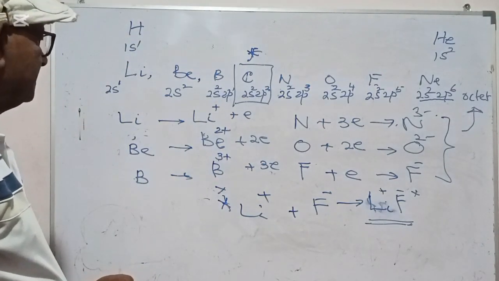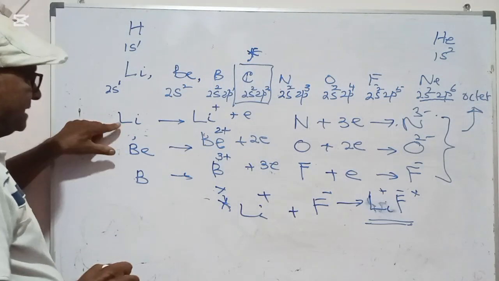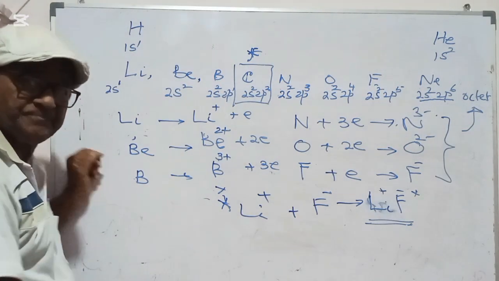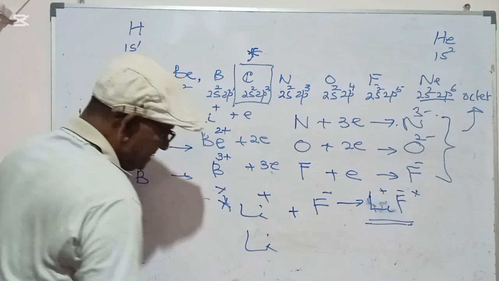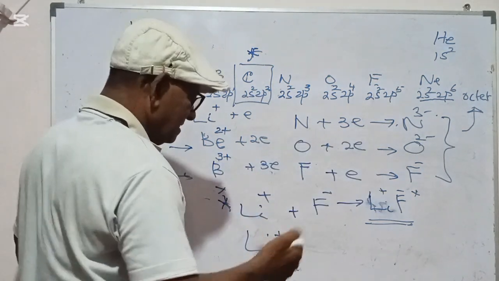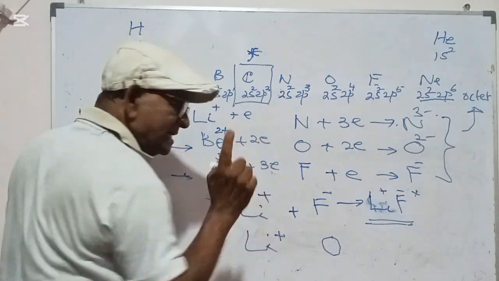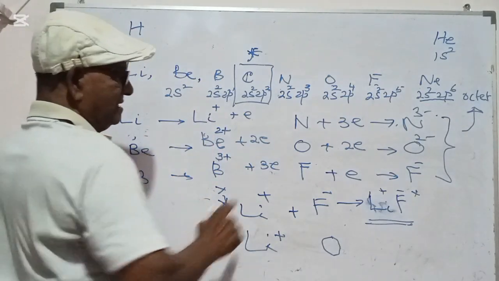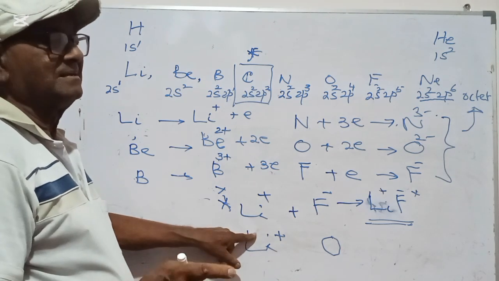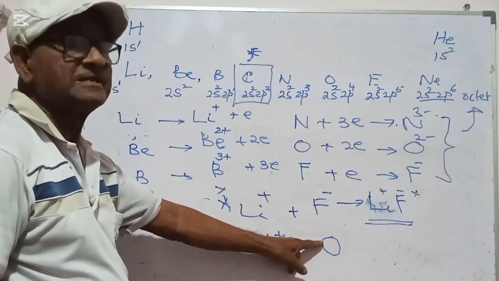If we consider the formation of lithium oxide, see here, Li plus: it has given out one electron. Oxygen comes here. The O atom needs two electrons. It needs two electrons, but one lithium atom removes only one electron. So it is not sufficient for the oxygen.